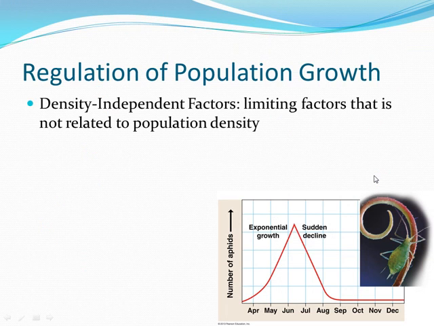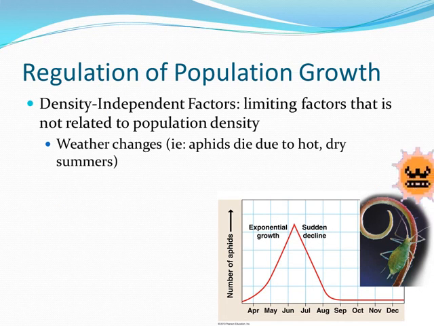There are also these density-independent factors, and these are limiting factors that are not related to population density. The last slide we were talking about was related to population density. The more of a particular individual in a population, the fewer resources we have. The more individuals in that population, the more waste we produce, etc. Here, we're not talking about population density, but other limiting factors.